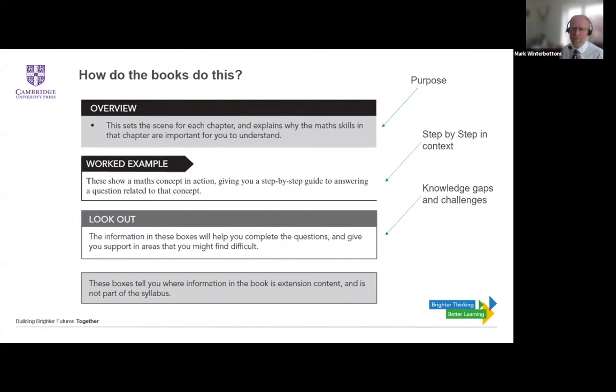And we've got alerts for you and your students to alert you to what could be the knowledge gaps or the challenges in that particular area of maths, a little bit like we did in the graphs a few moments ago.